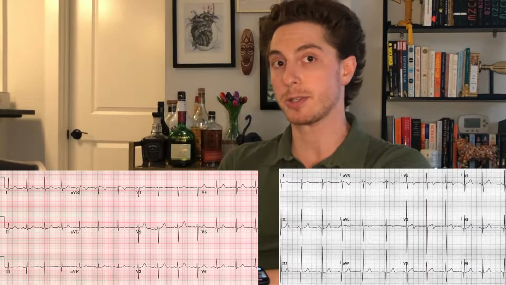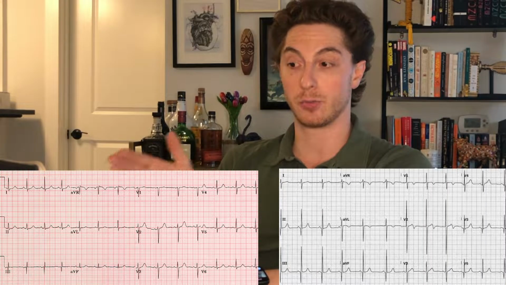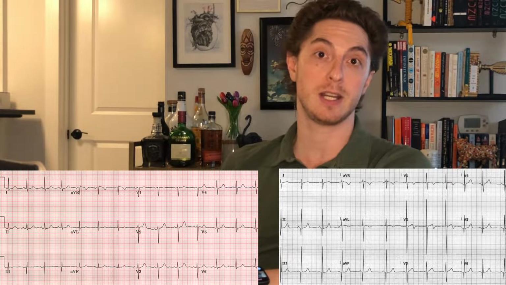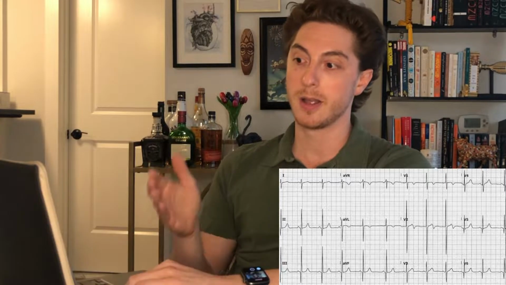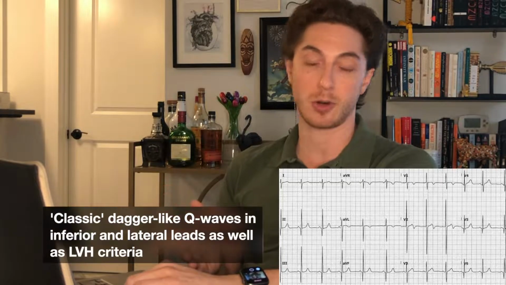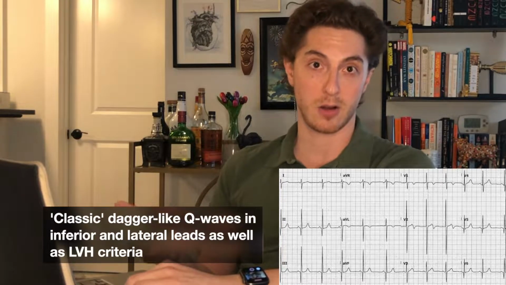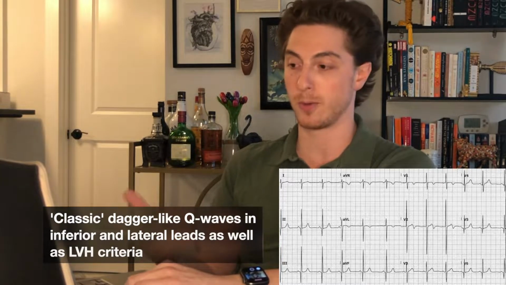But here, let's compare it to a normal one. So on the left side of the screen, a normal EKG, and on the right-hand side of the screen is an EKG that would warrant an echocardiography or an ultrasound of the heart because it indicates left ventricular hypertrophy or a very thick heart. And this is kind of classic for HCM.